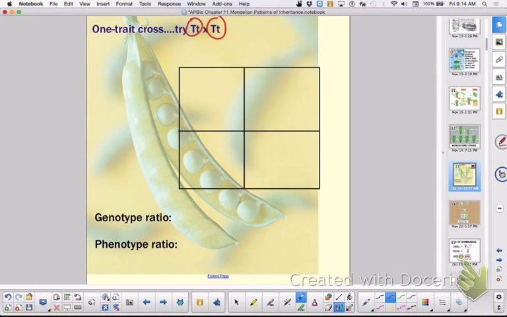Wait, I have 523. Somebody use 523. This is way cooler. And paper. Paper sucks. Oh, this is... All right.